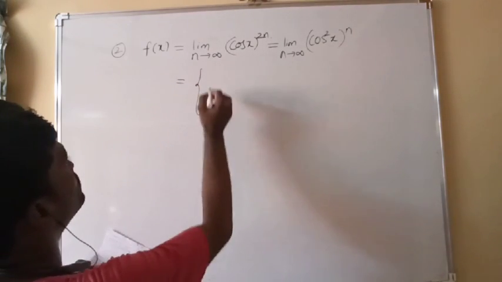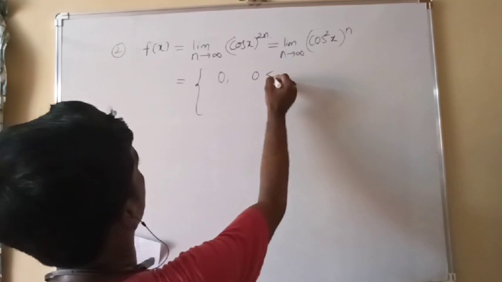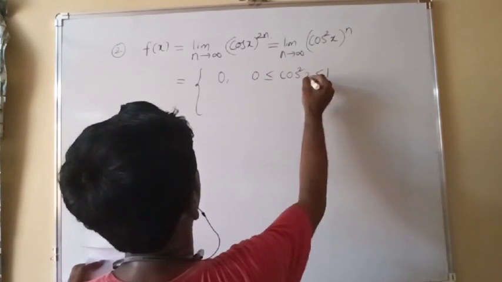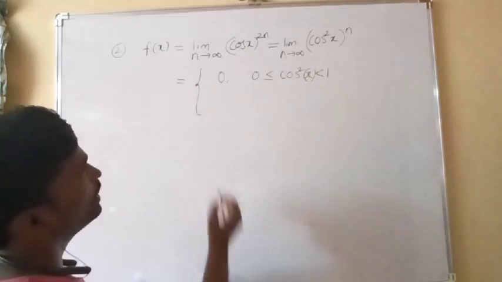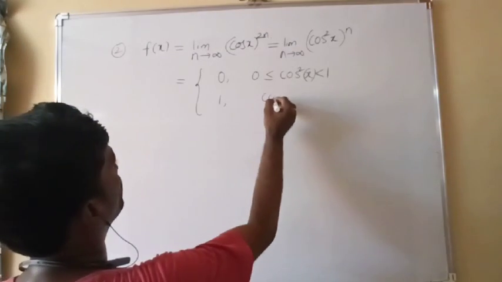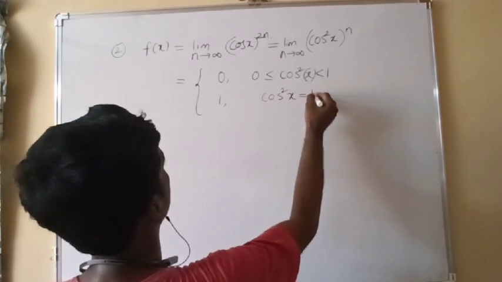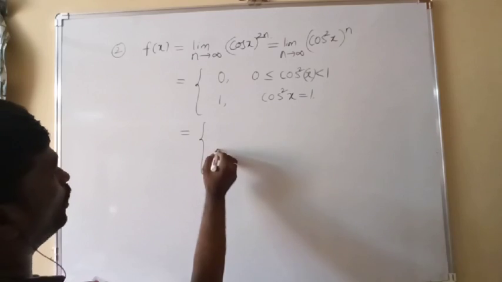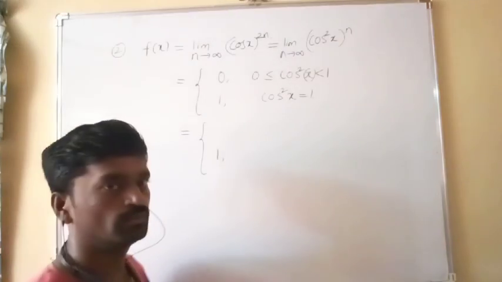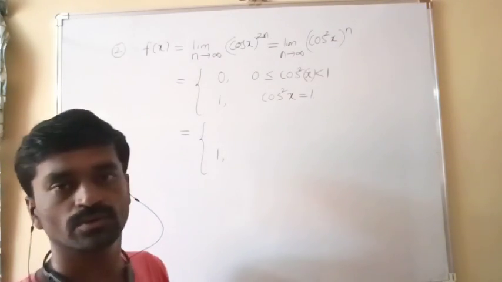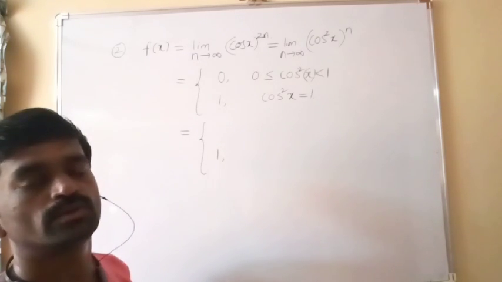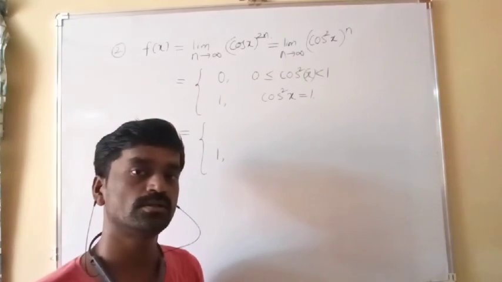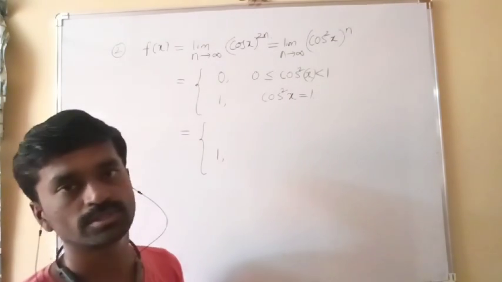So thus it is equal to 0 when cos square x lies between 0 and 1, 0 included but 1 excluded, and its value is 1 when cos square x equals 1. Cos square x equal to 1 is the same as sin square x equal to 0 only, no? So sin square x equal to 0 implies that sin x is equal to 0. So when sin x is equal to 0, it is for all integral multiples of pi.